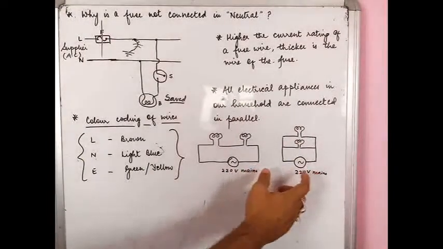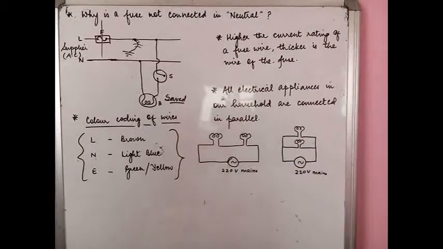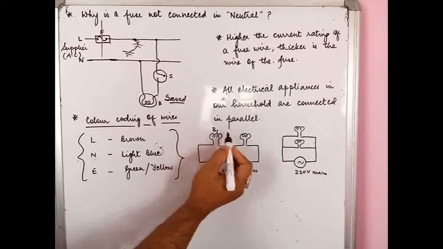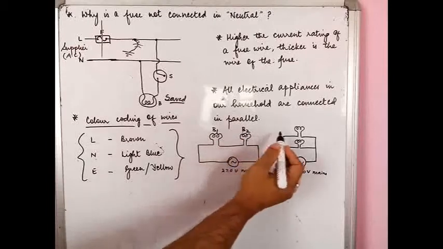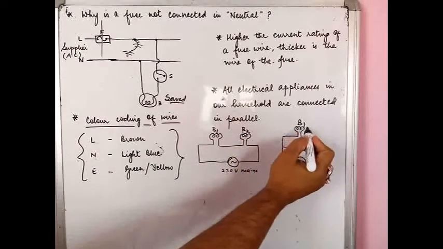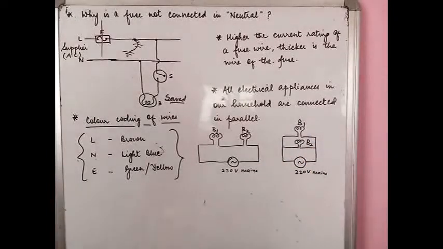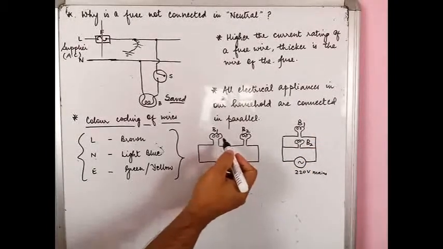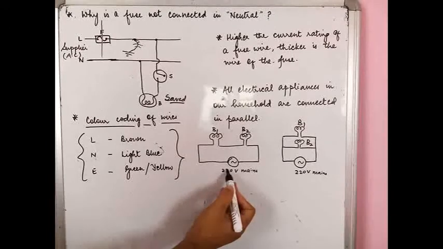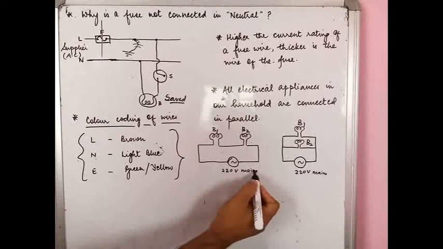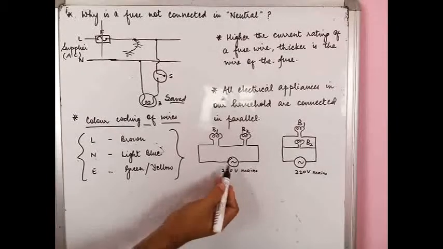Now I am showing you these two combinations. One, obviously you can see these are bulbs B1 and B2, and then similarly over here also you have bulbs B1 and B2. Okay, so these bulbs are in series combination. They are connected across a 220 volt mains. Mains means AC supply, or the AC mains. You can see the symbol of the AC.